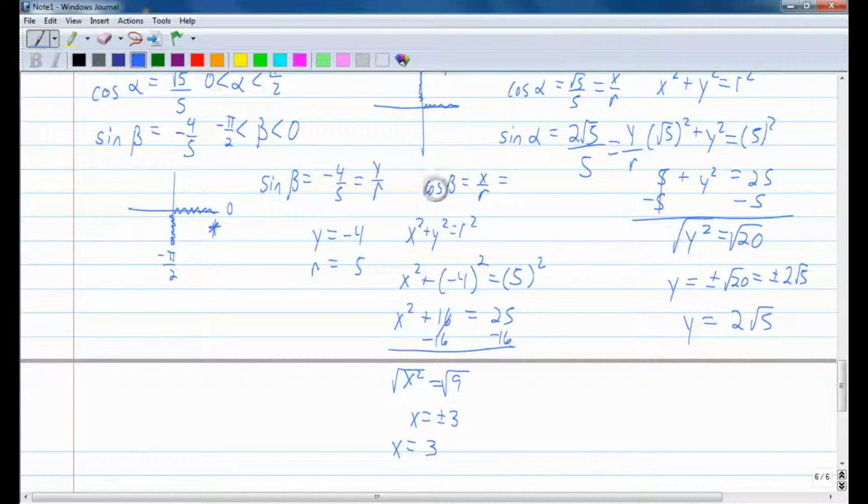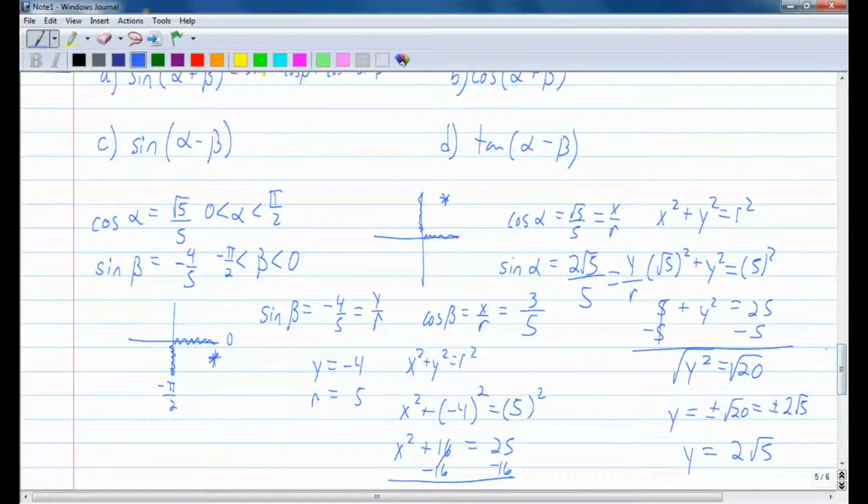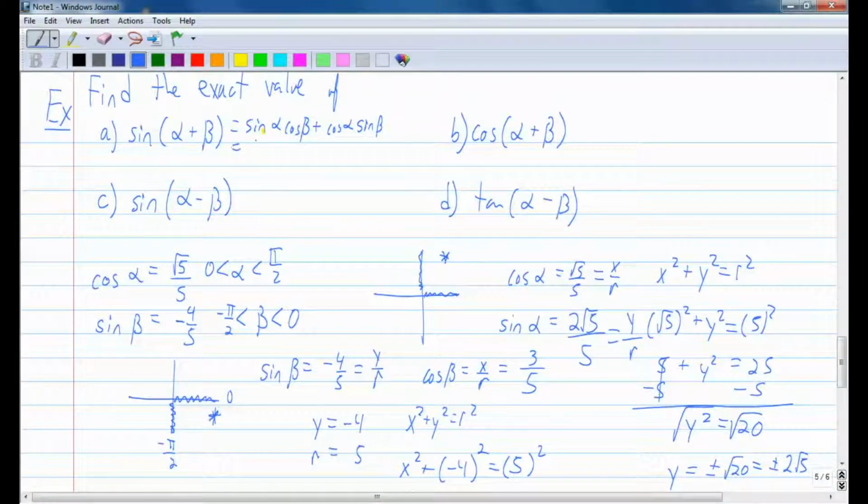Alright, up here we said we were looking for cosine of beta, which is x over r. So that's going to be positive 3 over, well, r was 5. So now I have the sine and cosine of alpha and beta, which means I can now work out part A. Sine of alpha is 2 square roots of 5 over 5.